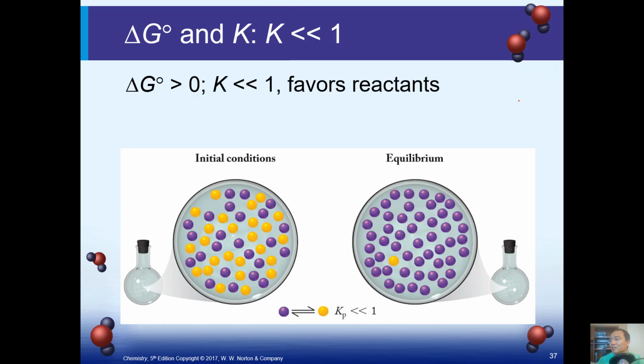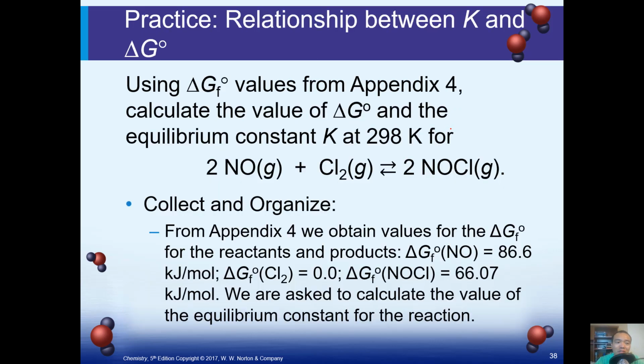Okay. So if K is smaller than 1, but do remember K is always greater than 0. So what do we mean by much smaller than 1? For example, K equals 10 raised to negative 10. You see, that's a very small number. That means delta G naught will be greater than 0, and it will be a very positive number.